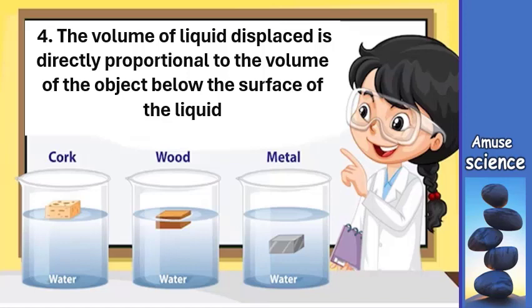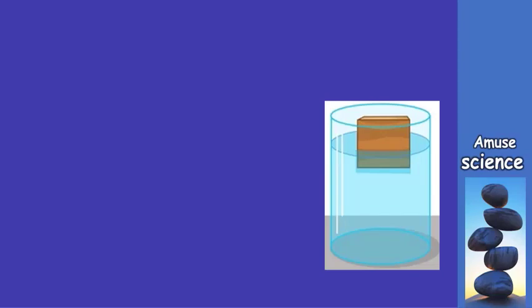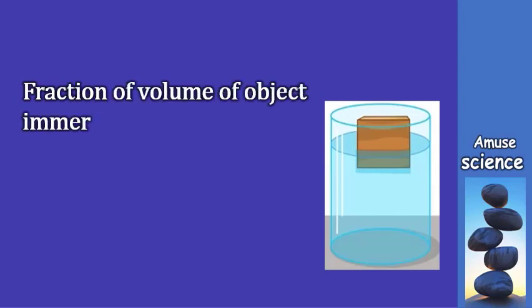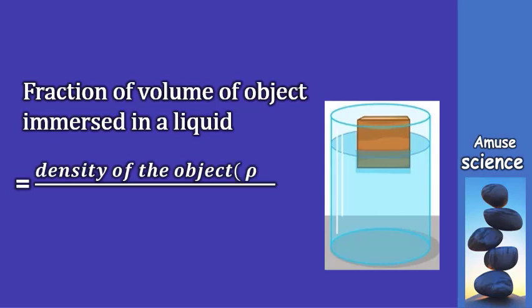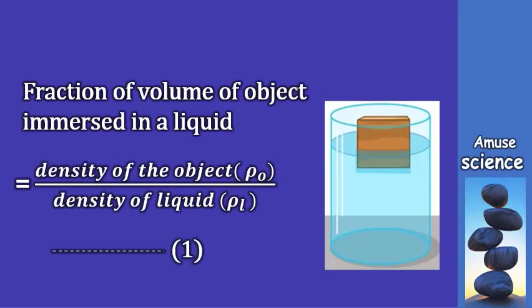A careful analysis of the setup will show you that the fraction of the volume of the object below the surface of the liquid is a ratio of the density of the object to the density of the liquid. So we can write a simple equation out of this, that is, fraction of the volume of object immersed in a liquid is equal to the density of the object divided by the density of the liquid. Let us name this equation 1 because it is going to be very vital as we do some computations.